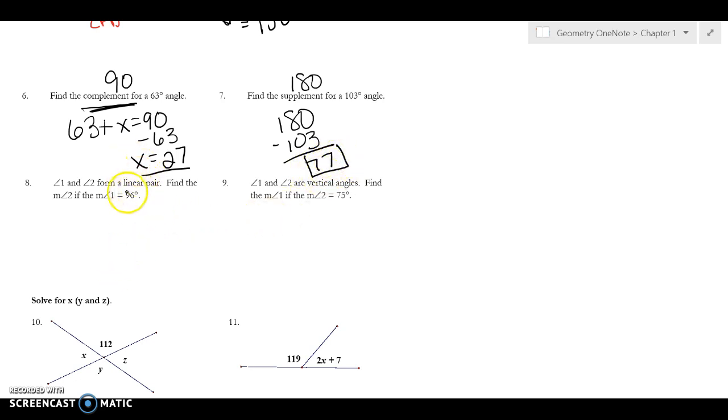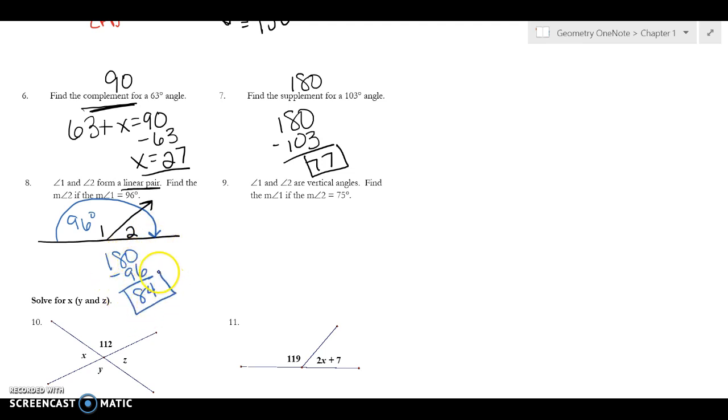All right, for number 8, it says 1 and 2 form a linear pair. Remember, a linear pair is a line, so I draw two angles that make a line, and I label one of them 1 and one of them 2. It really doesn't matter which one. The picture's not drawn to scale. It's just to help us see things. And now it says that angle 1 is 96 degrees. Well, I know that these two things make 180, so if I subtract 96, I find out that my other angle is 84.